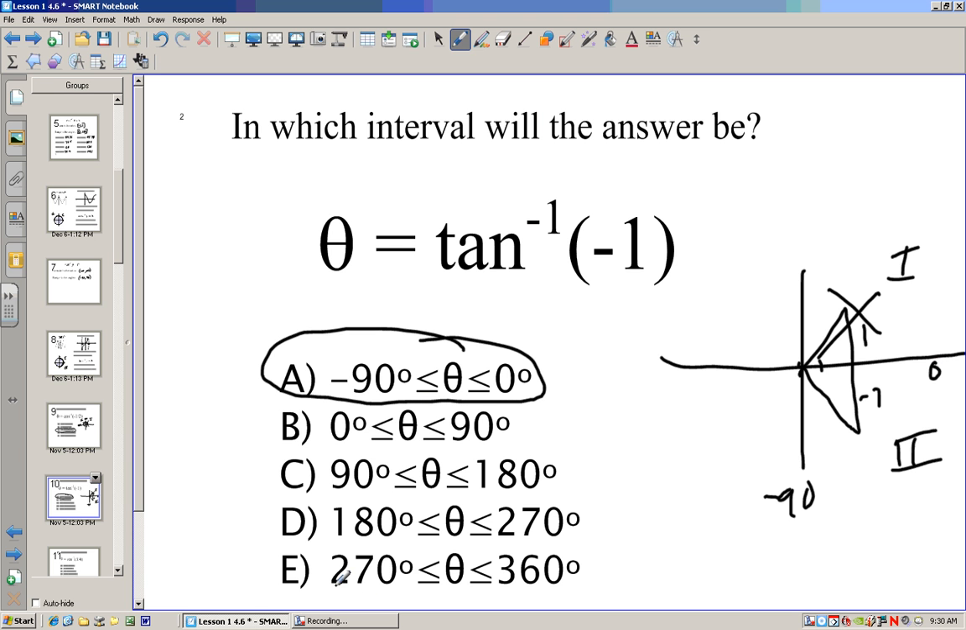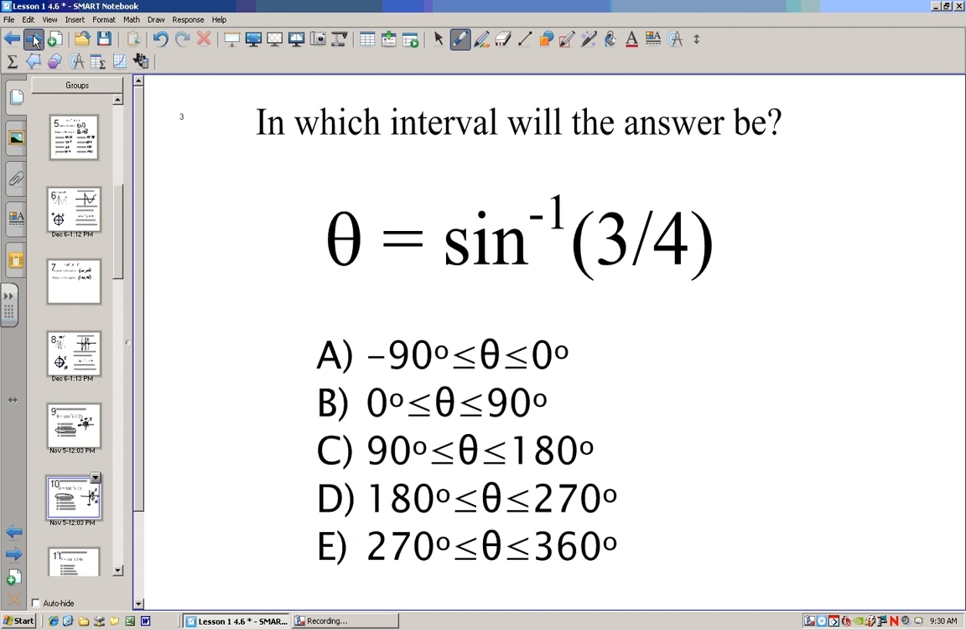Now, some people will look at answer E and think that it's between 270 and 360. And that angle would be coterminal with this. But remember, the inverse tangent has to be between -90 and 90. So there's no way we could get a value between 270 and 360 from that.